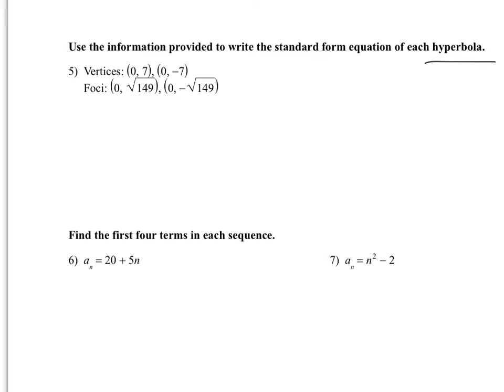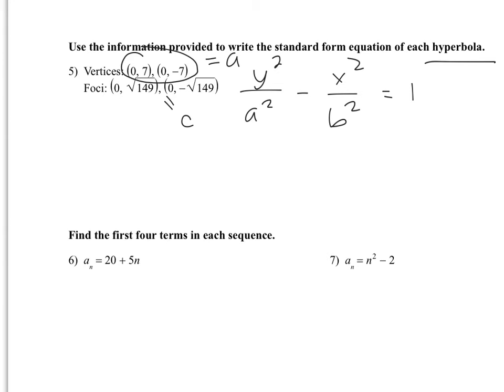Now this one's going to be a hyperbola. And based on the location of the vertices, (0, 7) and (0, -7), the vertices are on the y-axis, which means this is going to be y squared over a squared minus x squared over b squared equals 1. Vertices give you the value of a, foci give you the value of c. So you're going to want to use the equation c squared equals a squared plus b squared to find the value of b, because we've been given c and a.